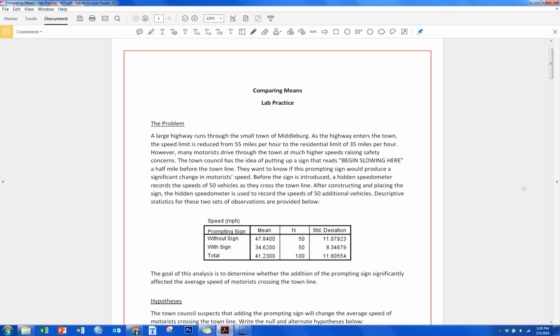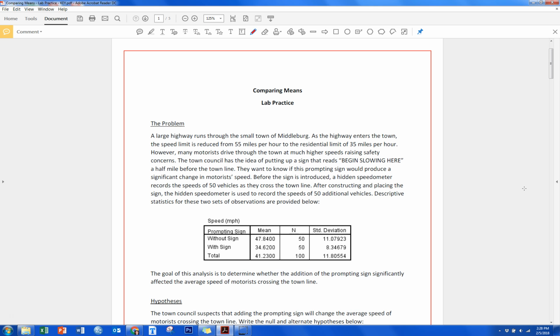Let's take a look at our comparing means practice lab. Here's the problem. A large highway runs through the small town of Middleburg. As the highway enters the town, the speed limit is reduced from 55 miles per hour to the residential limit of 35 miles per hour. However, many motorists drive through the town at much higher speeds, raising safety concerns.